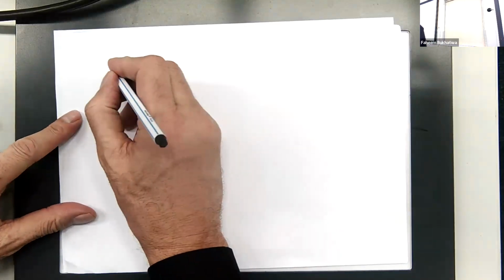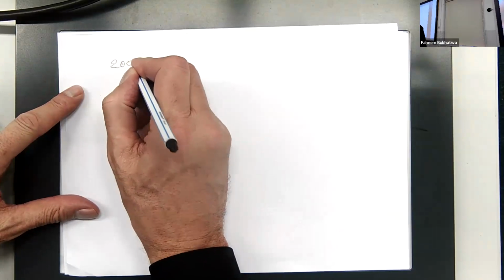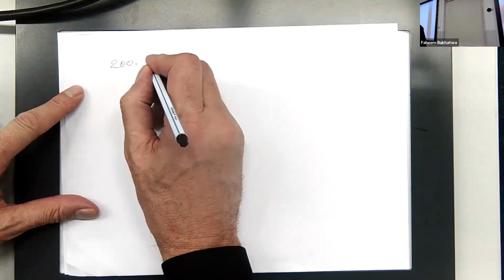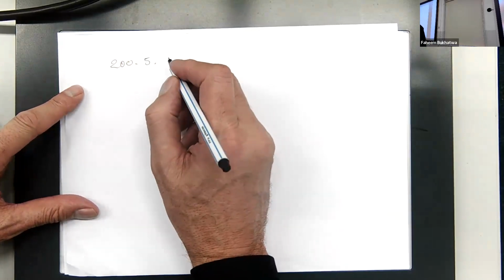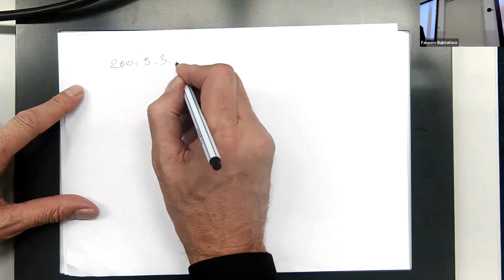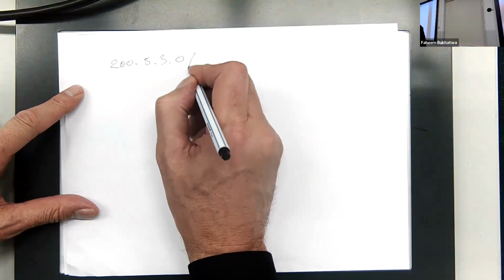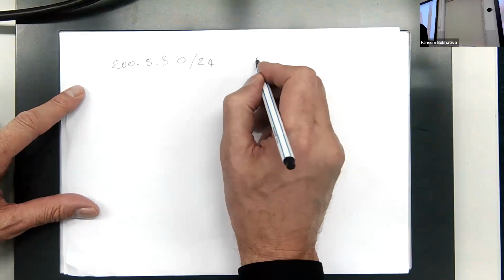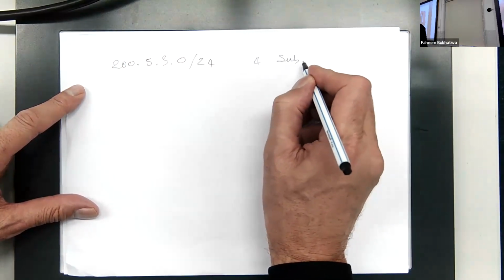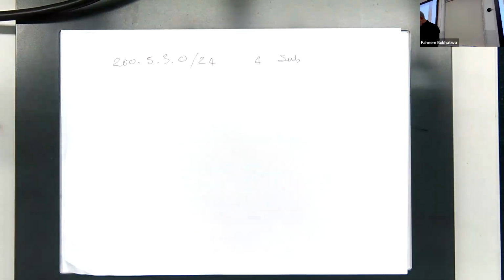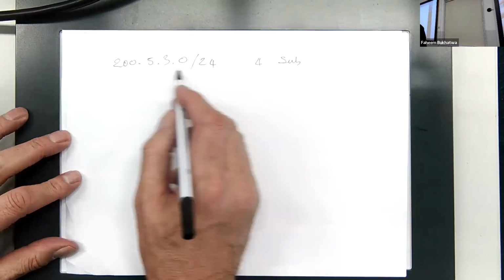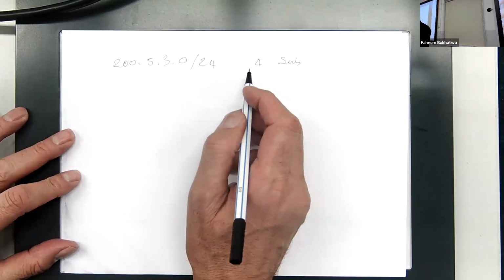Okay, who has the instructions? There it is. Could somebody give me the address, please? 200.5.3.0/24. Right, and we want to go for 4 subnetworks. All right, so first we need the mask.